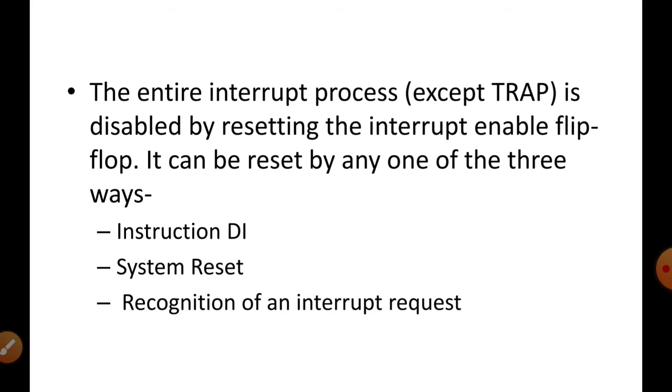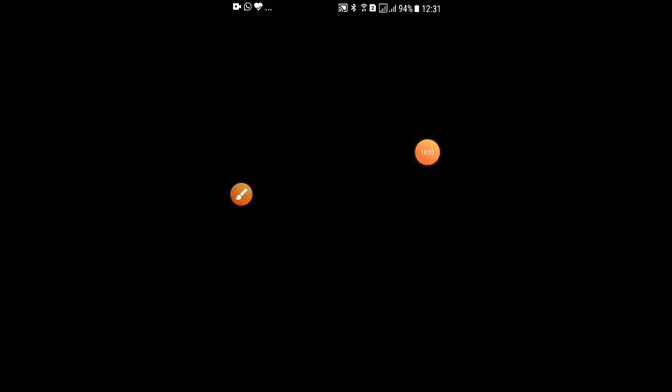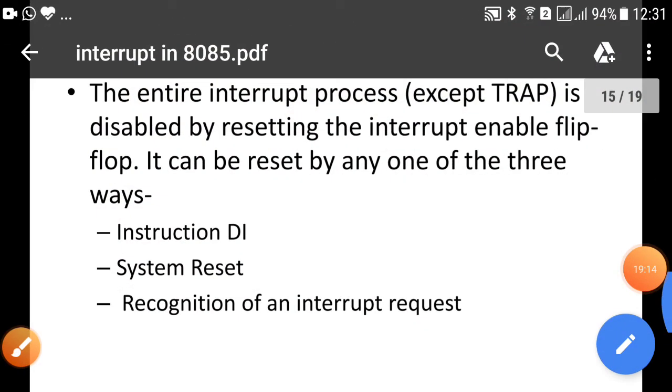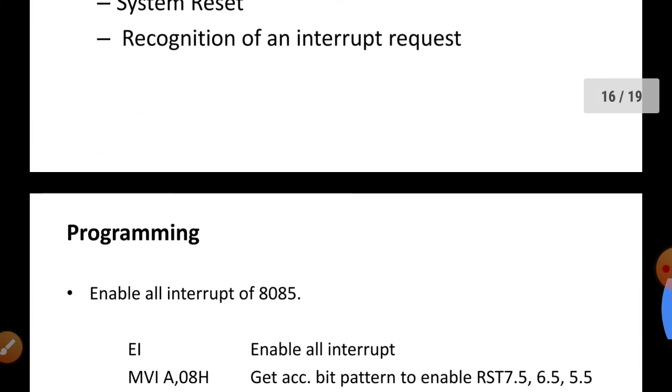Now, the entire interrupt process can be disabled by resetting the interrupt enable flip flop by using the DI instruction, or if we apply the system reset, or if any interrupt is recognized, it is automatically reset.